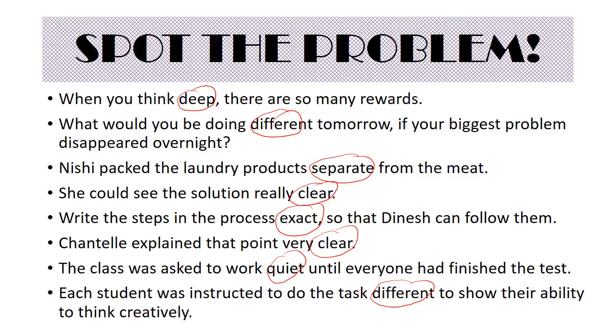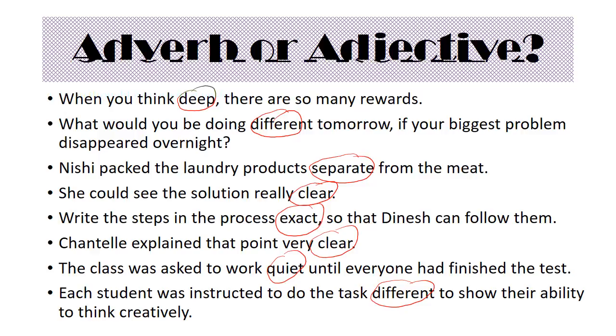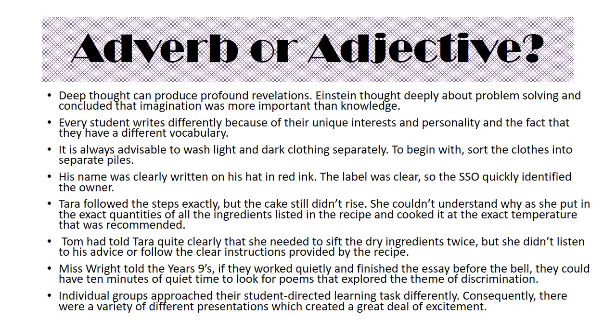Let's make some comparisons between the way we use the adjective and the way we use the adverb. In the first example, we have 2 sentences. Let's look at the first one. Deep thought can produce profound revelations. So deep in this instance is an adjective describing the abstract noun thought. In the second sentence, however, the word thought is a verb in the simple past tense. So consequently, we need to employ an adverb, namely deeply.